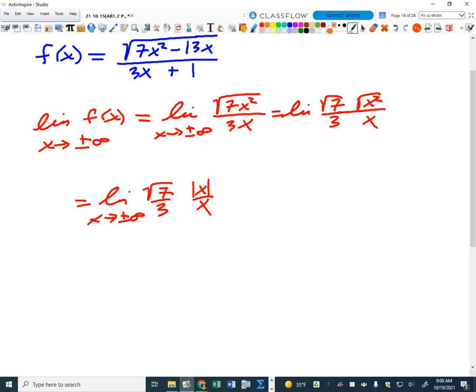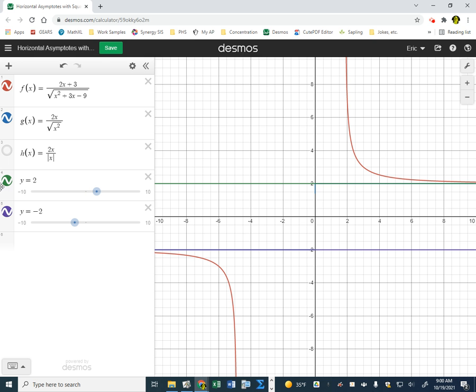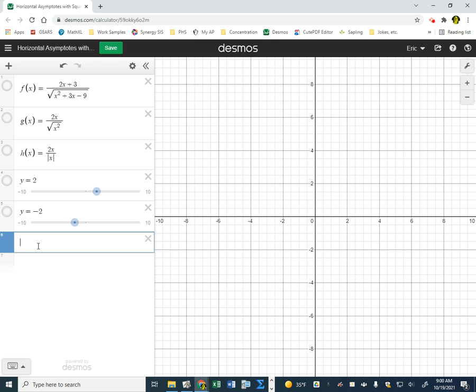So if you understand how to think of this as a parent function, these kinds of problems get really easy to do. What the square root of x squared over x, let's go back to Desmos for a second. That's our parent function. Let's just turn all this other stuff off. And I'm going to define, I'm going to have to call it something. I'll call it p of x for parent.